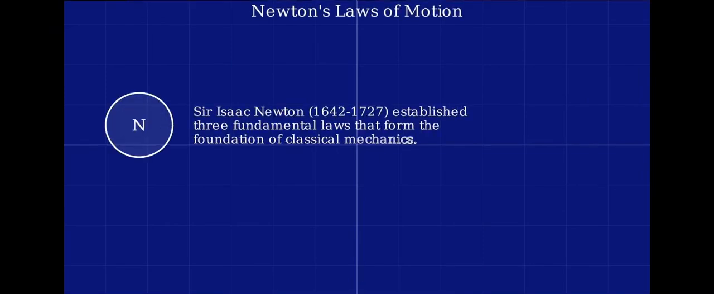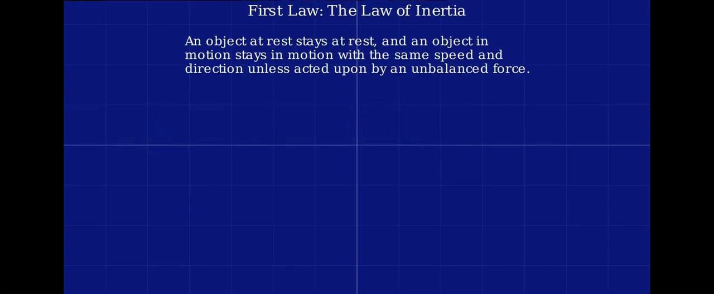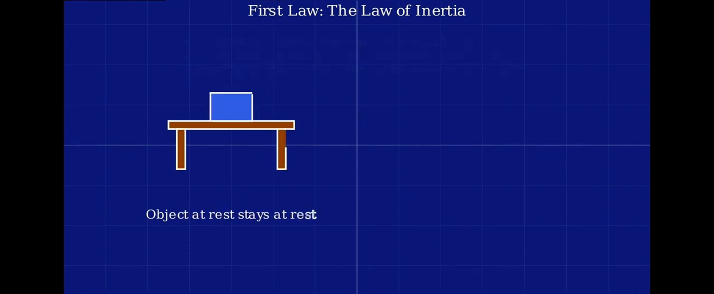Sir Isaac Newton formulated three fundamental laws that form the foundation of classical mechanics. Let's start with Newton's first law, also known as the law of inertia. According to the first law, an object at rest will stay at rest unless acted upon by an unbalanced force. When a force is applied to the book, it begins to move.